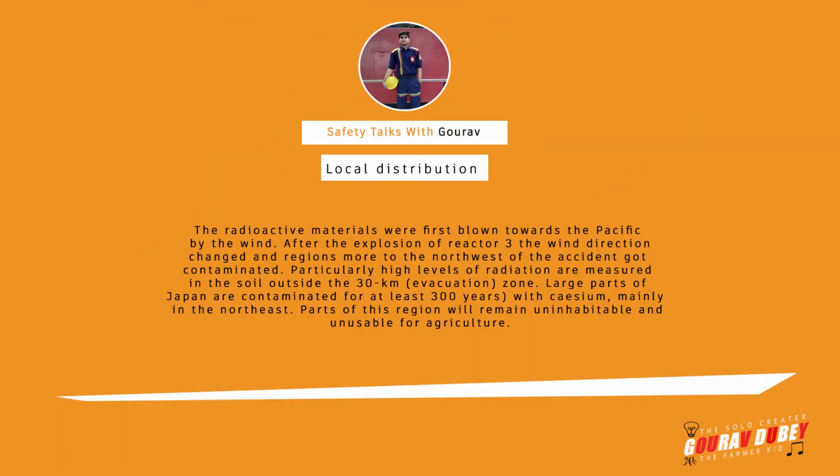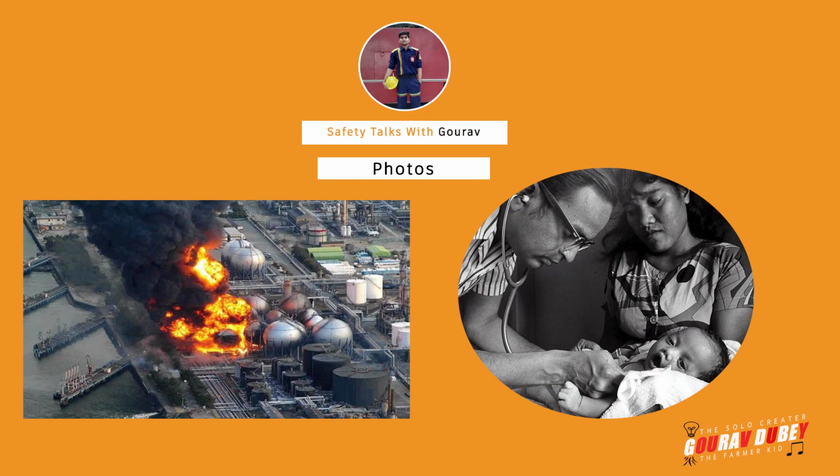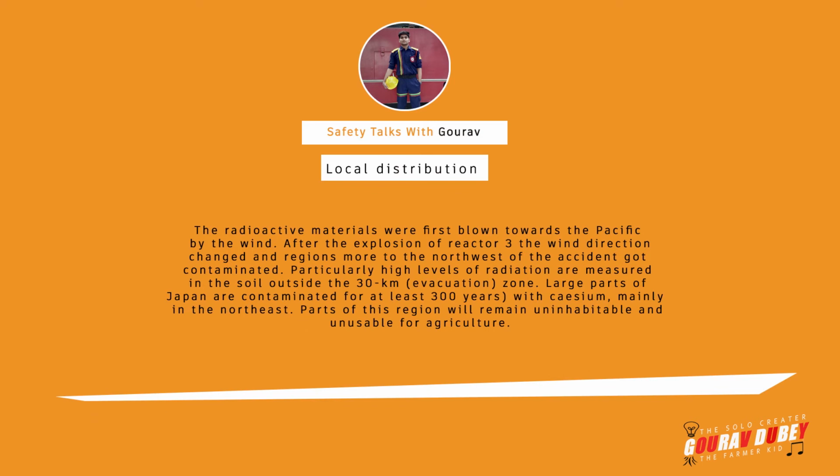Now we move on to our next topic, that is local distribution. The radioactive material was first blown toward the Pacific by the wind. After the explosion of reactor 3, the wind direction changed and regions more to the northeast of the accident got contaminated. Particularly high levels of radiation are measured in the soil outside the 30-kilometer evacuation zone. Large parts of Japan are contaminated for at least 3000 years, with the cesium mainly in the northeast. Parts of this region will remain uninhabited and unusable for agriculture.